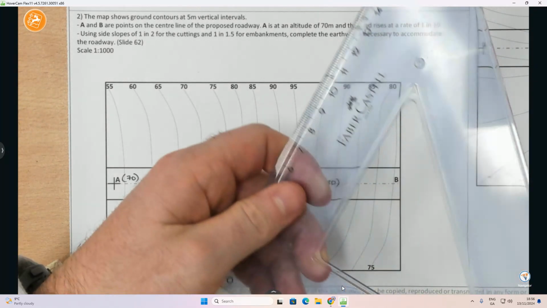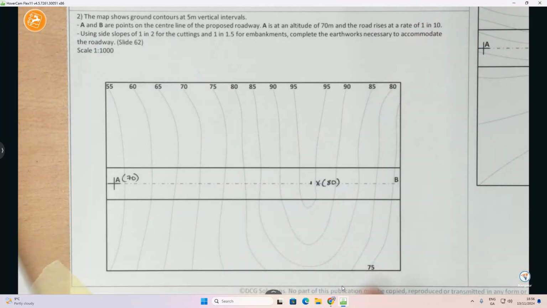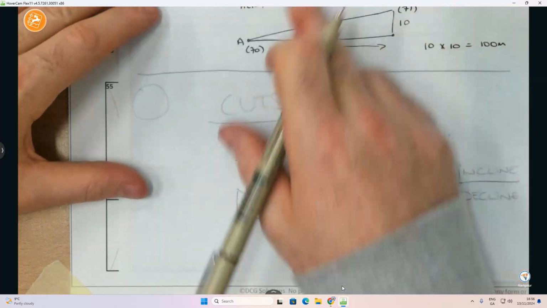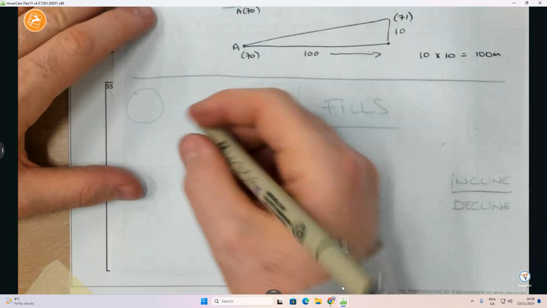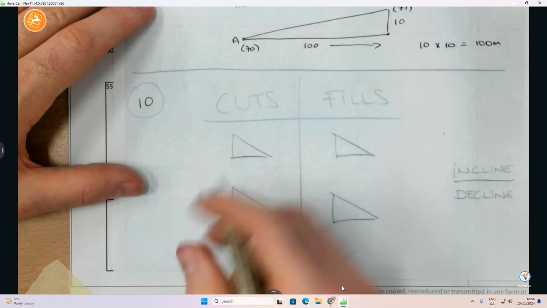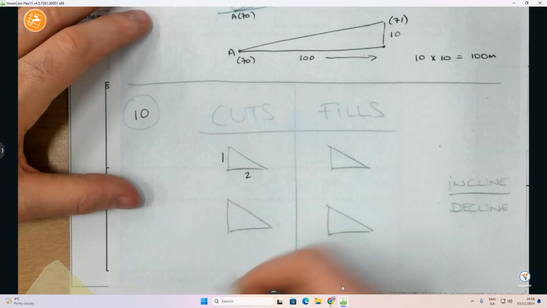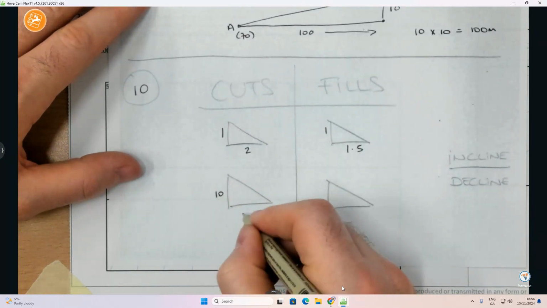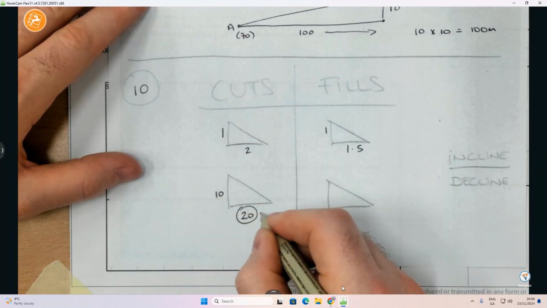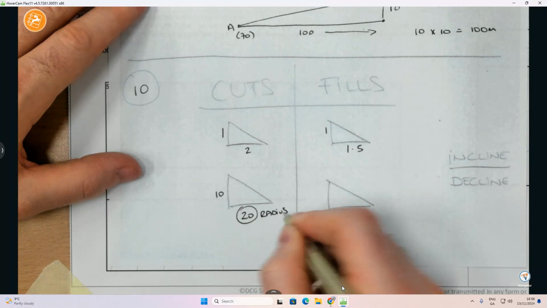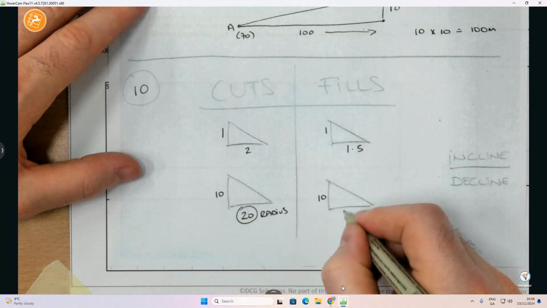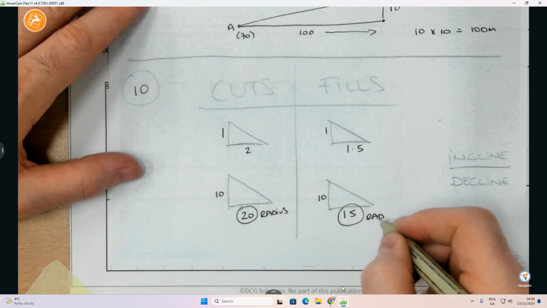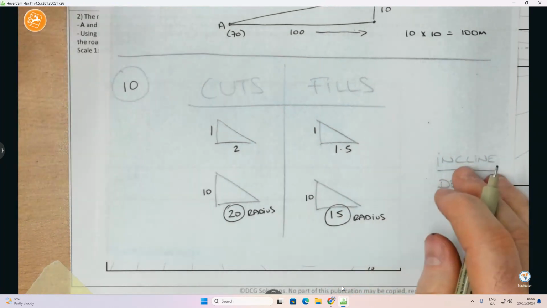Okay, so now that I've done that, I'm going to come down to my sheet. What is the difference between X and A? 80 take 70. I'm going to work out my cut and my fill cones. So 80 take 70, we're going to pop that number in there. It's 10. Apply it to our cut ratio, 1 is to 2, and our fill ratio is 1 is to 1.5. 10 times 1 is 10. 10 times 2 is 20. So if I'm doing a cut cone, my cut cone radius is 20. If I'm doing a fill cone, my fill cone radius is going to be 10 times 1.5, 15. Okay, so that's what we're going to do.